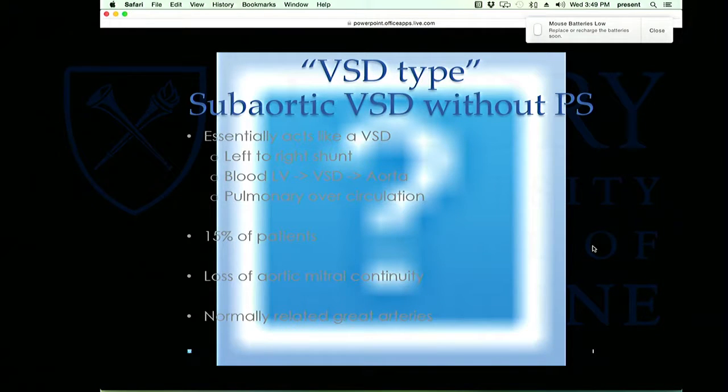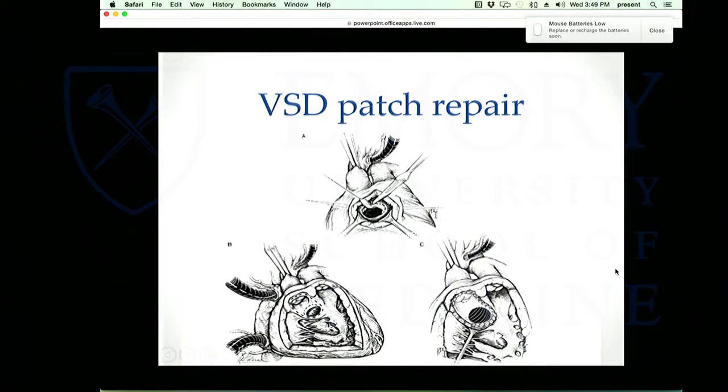The only real thing that you would notice is that the aorta is overriding more than 50% into the right ventricle, and then also there'll be a loss of the aortic mitral continuity. And the great arteries will be normally related. Okay.